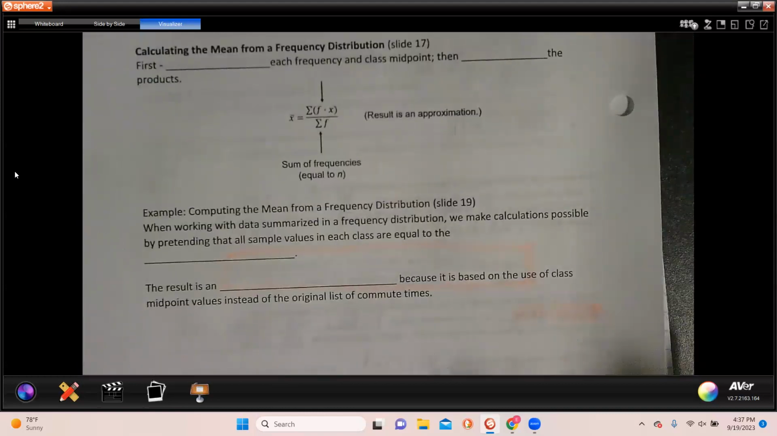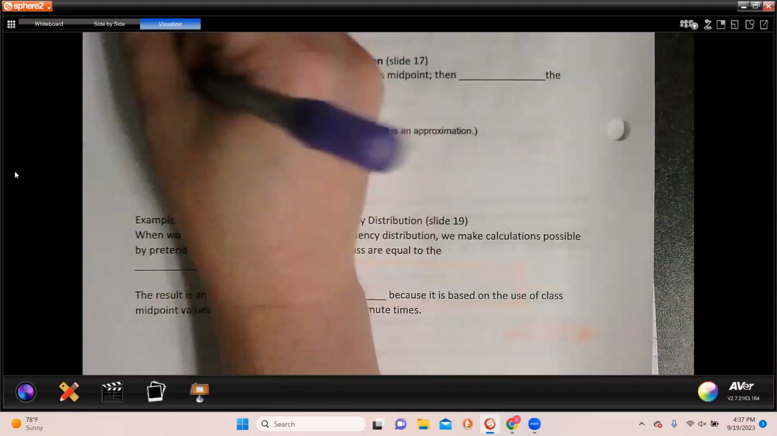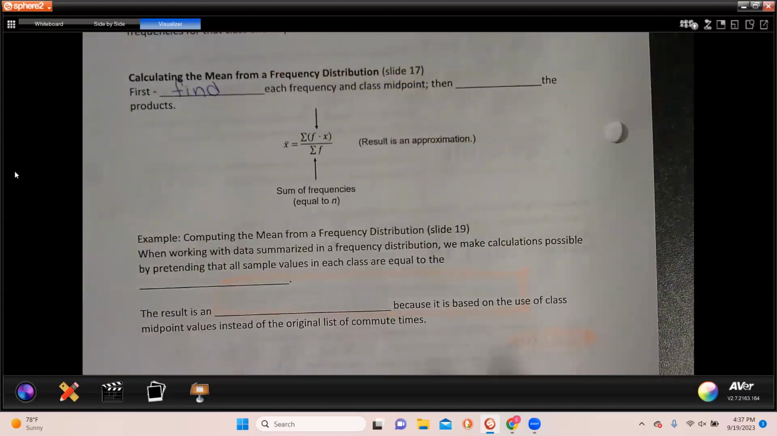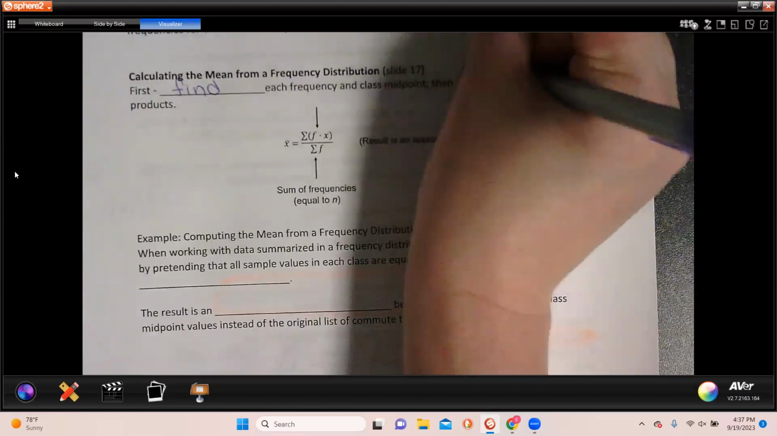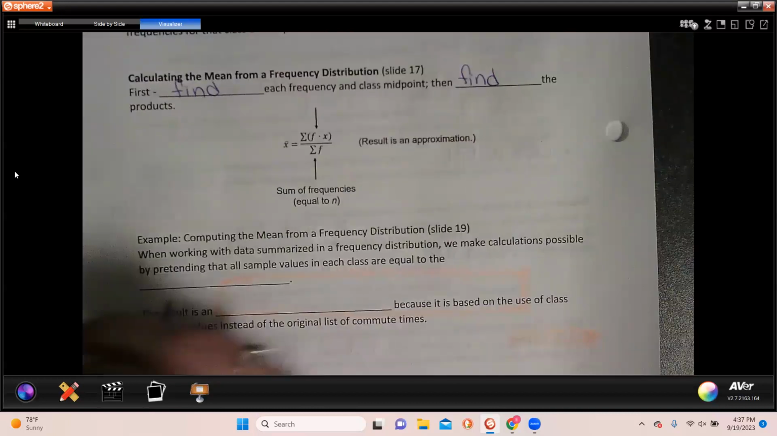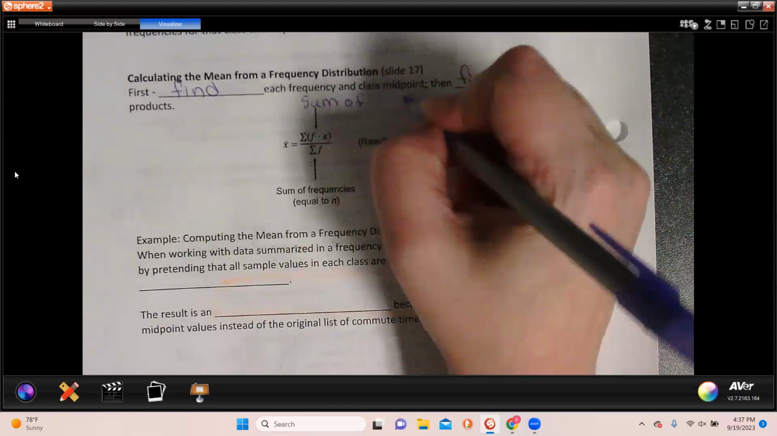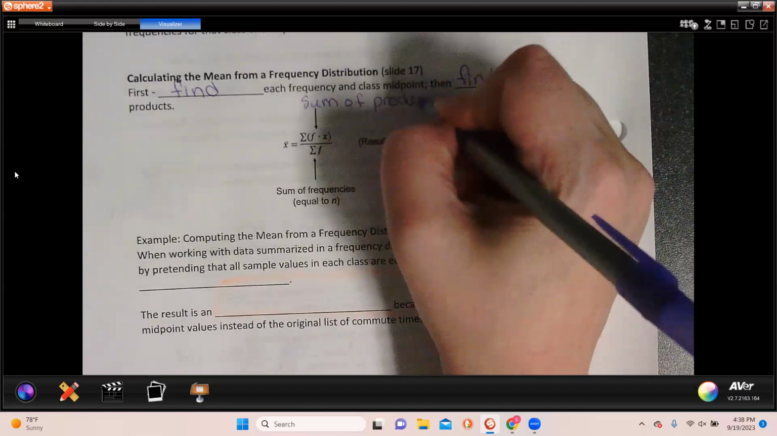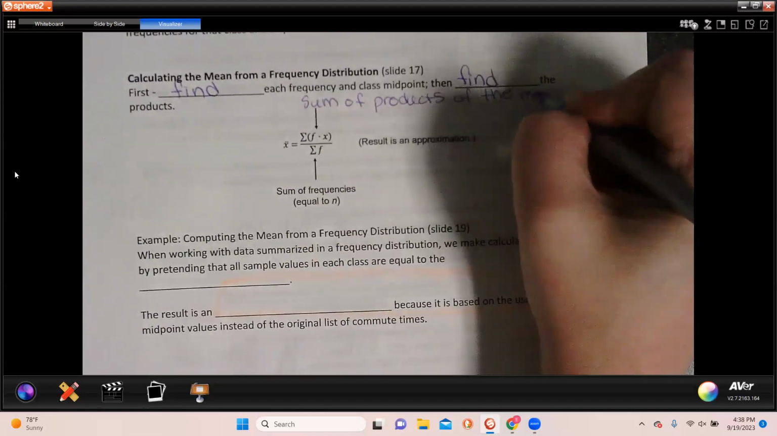All right, so calculate the mean from a frequency distribution. Now this is a little bit more challenging. So calculating the mean, first you must find the midpoints. Okay, you must find each frequency and each class midpoint. Then you must find the product of those. Okay, so this is the sum of the products of the midpoints and the frequencies.